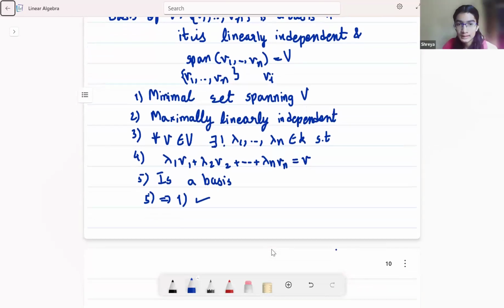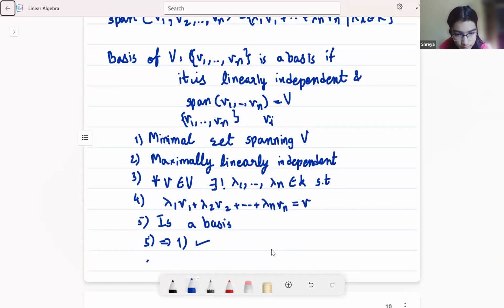Okay, so the proof for 1 implying 5 is that if 5 were not to be true, so first of all, the spanning condition is there in both. So if it were not to be linearly independent... What is 4 in words? What is statement 4? Oh, statement 4 is not there. Sorry. This whole thing is one statement: that every element in the vector space can be uniquely written as a linear combination of these things.